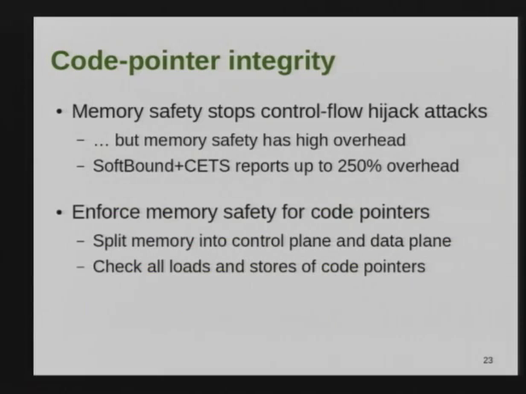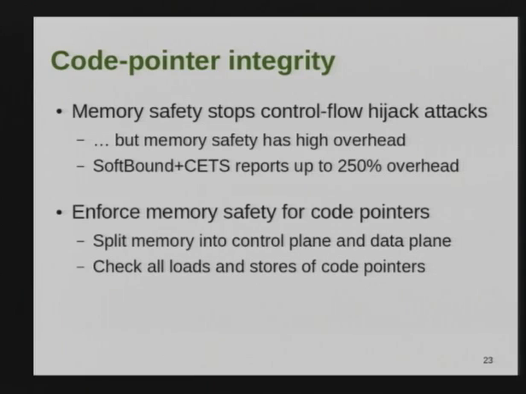So what we figured was that, well, we don't need memory safety for all the data that we have. We only need memory safety for the data we care about. So we started to look into enforcing memory safety for code pointers only. We split the memory that the application has into a control plane and a data plane, and we check all loads and stores of code pointers and enforce strong security guarantees for code pointers and all dependent types. So if a struct has a code pointer, the struct will be protected as well, and recursively. So the question now becomes, how can we enforce the integrity of the selected subset of data, even when we assume that an attacker has full access to all unprotected data?